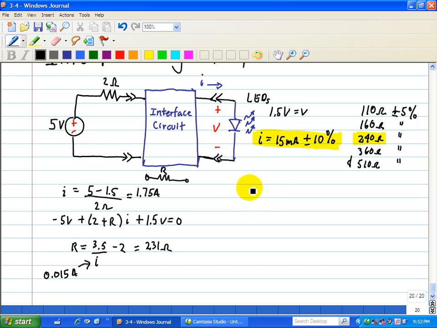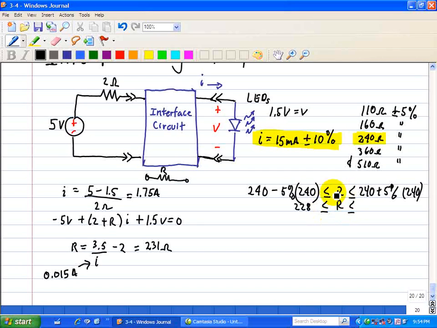That implies 240 minus 5% of 240 is less than or equal to R, which is less than or equal to 240 plus 5% of 240. The lower limit is 228 ohms, and the upper limit would be 252 ohms.